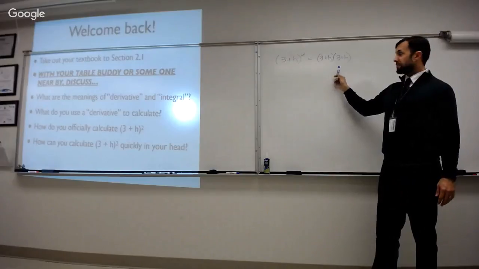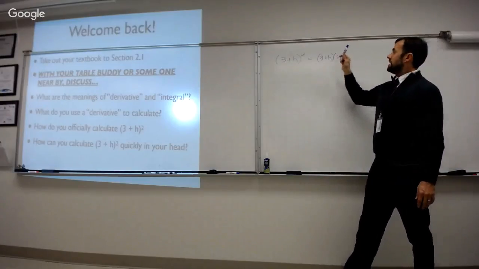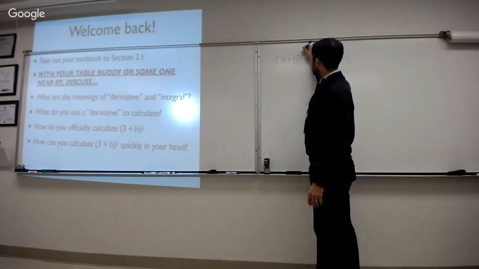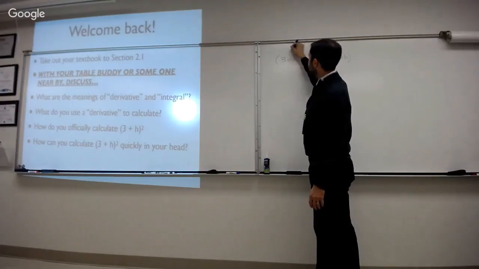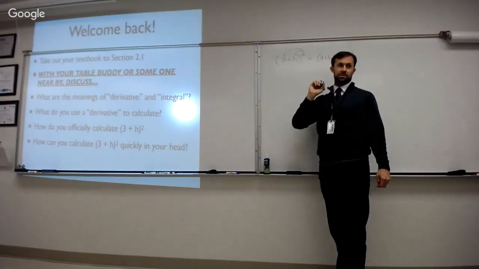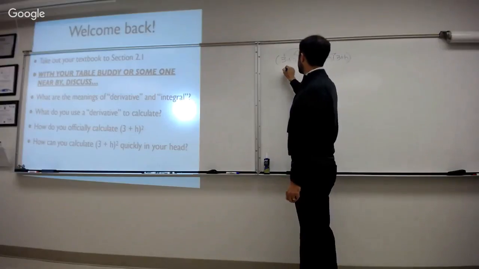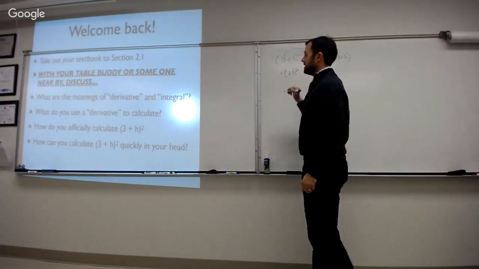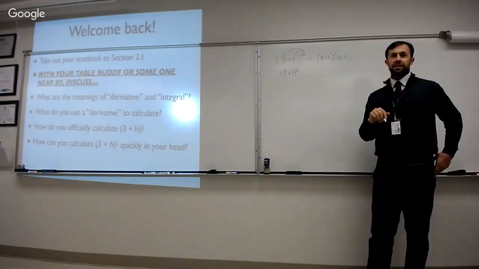Just to clarify, before we even see what the real answer is, it is a common mistake that a student might accidentally just square both of those numbers, right? They might look at that and say, oh, the answer is 9 + h². That's incorrect. It's not 9 + h².